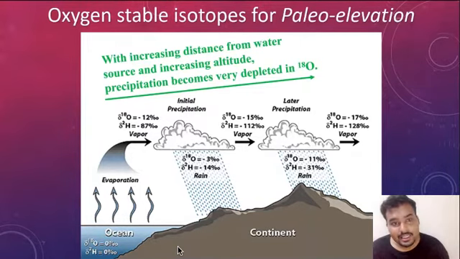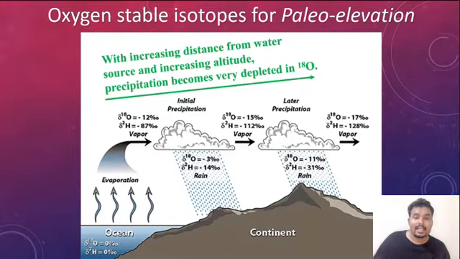Now let's see the relation of this fractionation of isotopes with altitude and with latitude. With increasing distance from the water source or with increasing altitude, precipitation becomes more depleted in O18. Okay, what does that mean? Basically, as you move away from the source area of evaporation, more and more O18 will be depleted in the clouds. So the cloud which reaches a far distance from the source will have more and more O16 in it. O18 will precipitate initially.